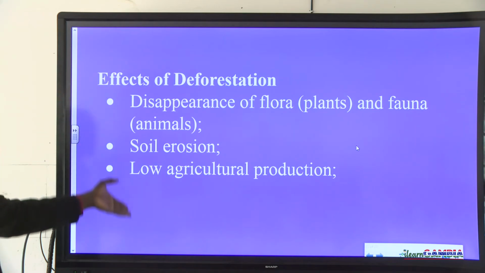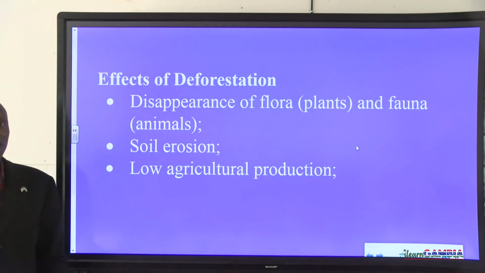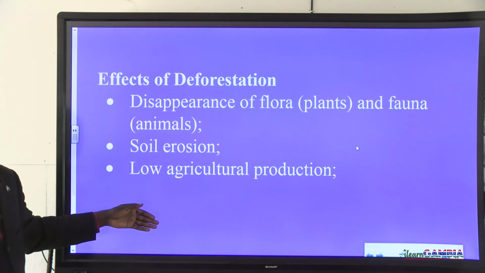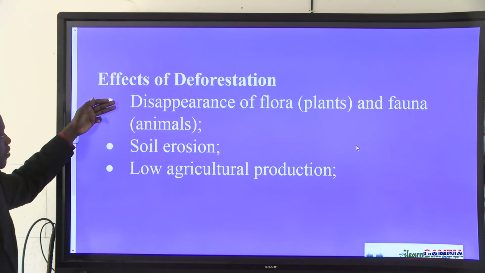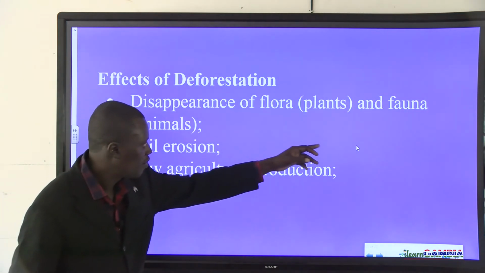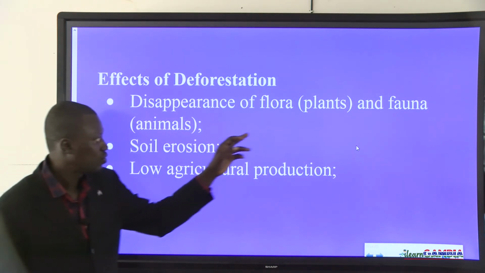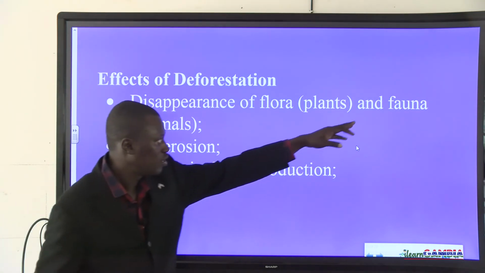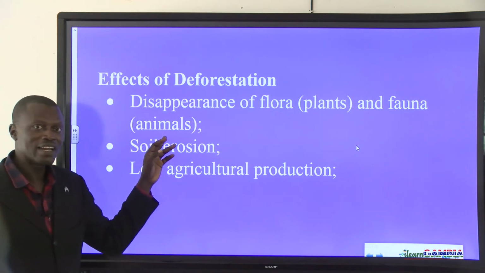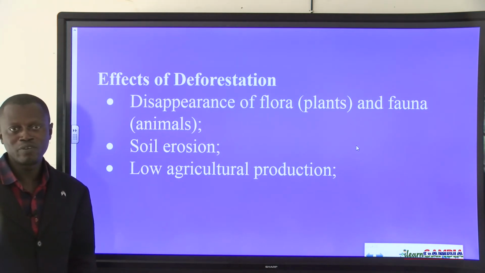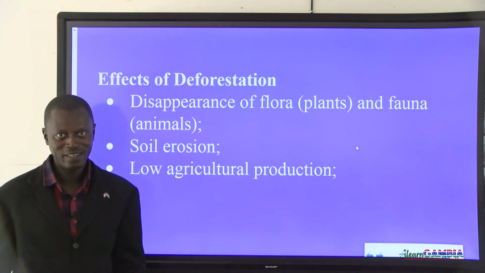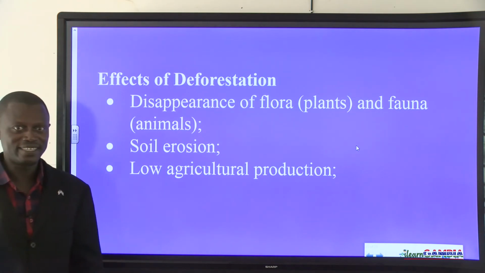What are some of the effects of deforestation? An environment which is deforested, the following effects, the following results will be part of that environment. The first one is disappearance of flora and fauna. In other words, the plant cover of that particular environment will be reduced. The species of animals in that particular environment too will be reduced. Here we can give a classical example of the Abuko Nature Reserve. The Abuko Nature Reserve in 1950 compared to the Abuko Nature Reserve in 2020 is completely different.